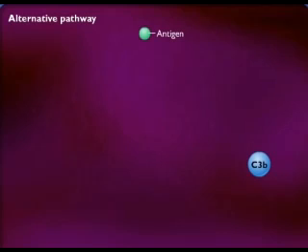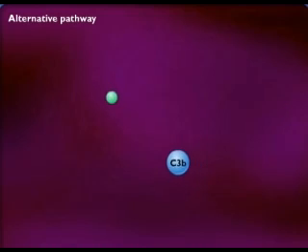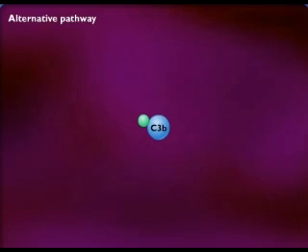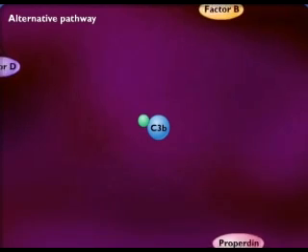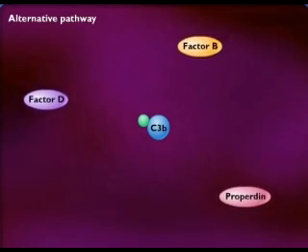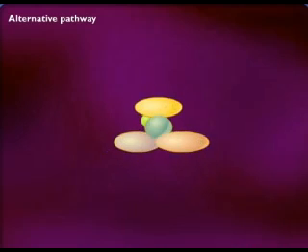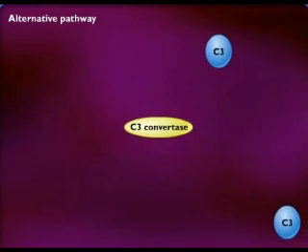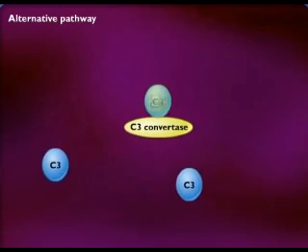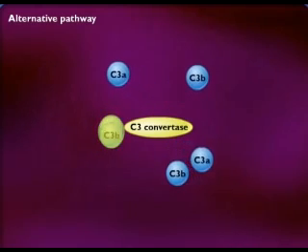In the alternative pathway, antigens such as endotoxin, polysaccharides, or cell wall components react with C3b. Small amounts of C3a and C3b are constantly being formed from C3, but without activation they are soon destroyed. C3b reacts with the proteins factor B, factor D, and properdin to form a complex called C3 convertase, which cleaves C3 into C3a and C3b.